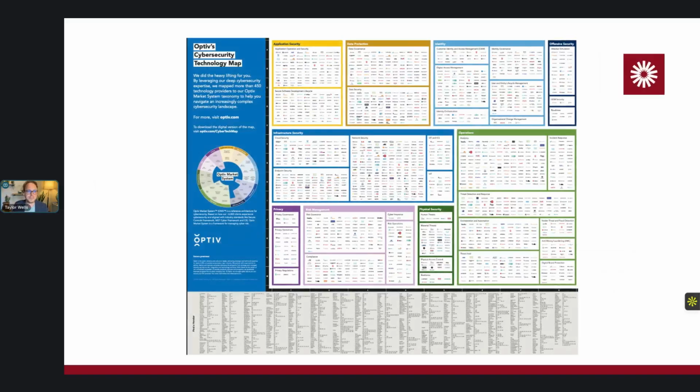So this is the Optiv Cybersecurity Technology Map. The stats I've heard are that there are at least 6,000 cybersecurity technology offerings out there, and upwards of 50,000 cybersecurity managed service offerings out there. So folks offer a service. So there's a ton of competition.